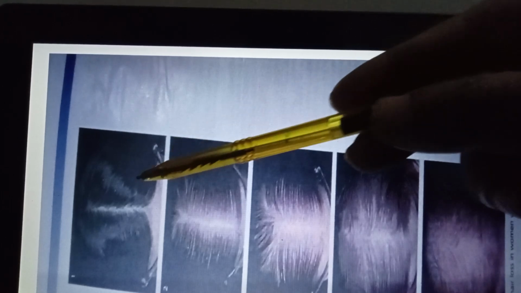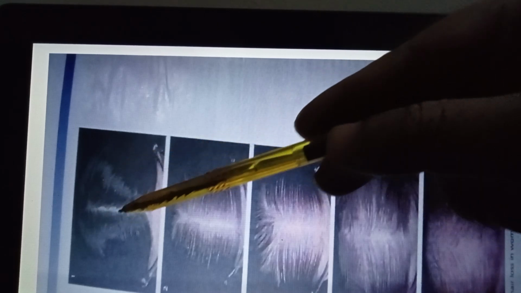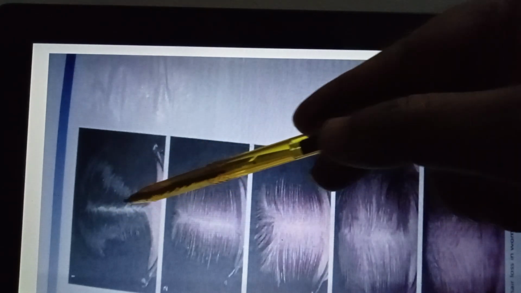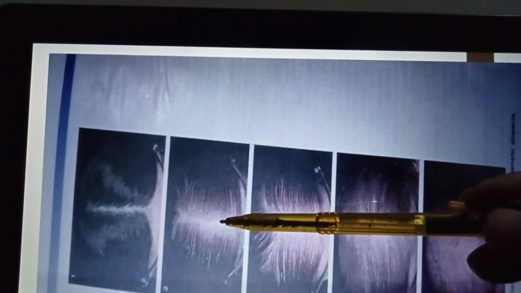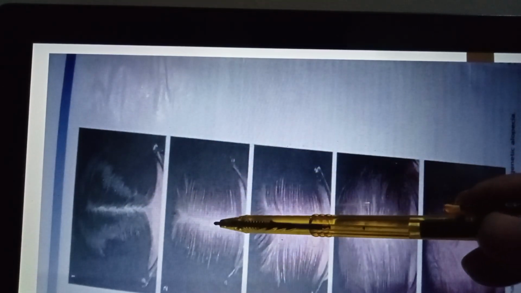Now this is a picture showing the pattern of hair loss in female. This one is normal. You can see this is the normal area. This is the central area without any widening. In the second picture there is a widening of the scalp seen in female.